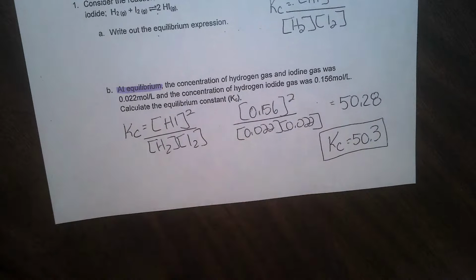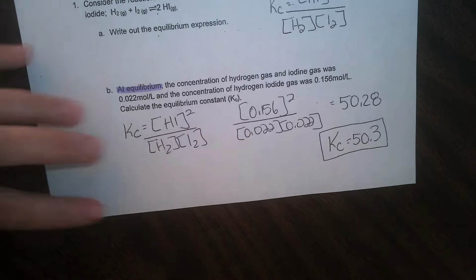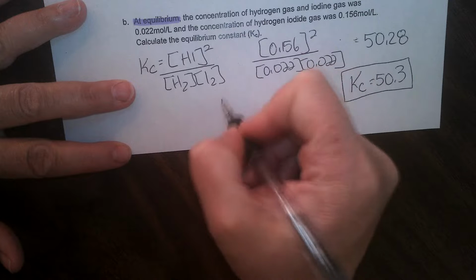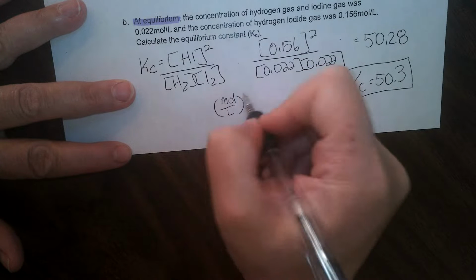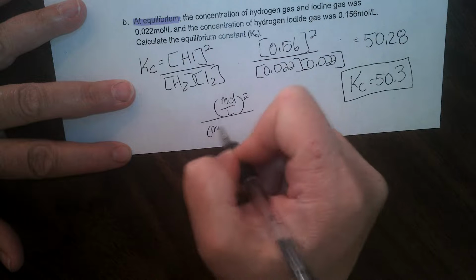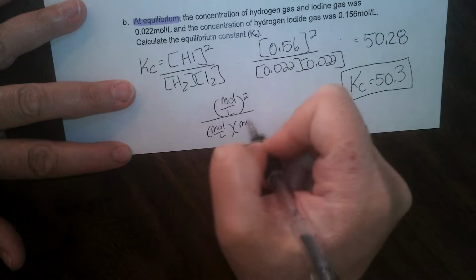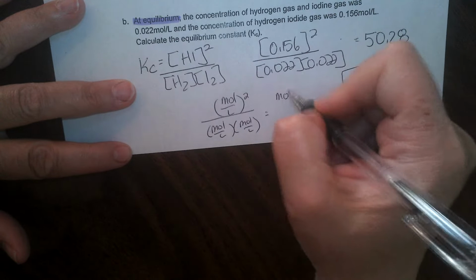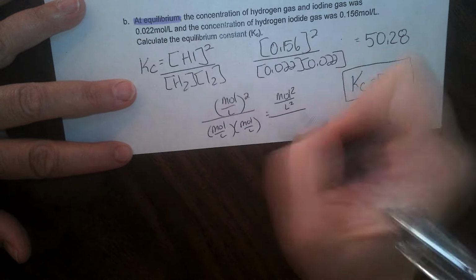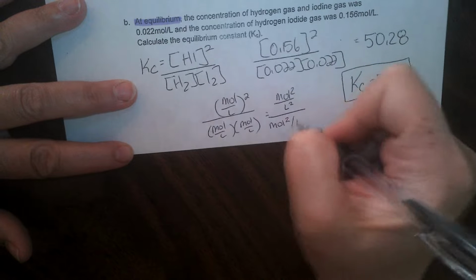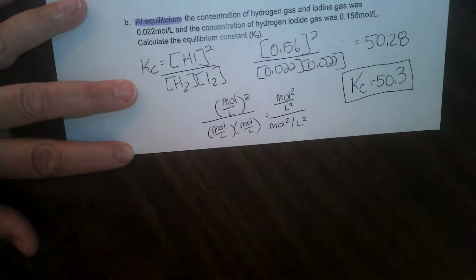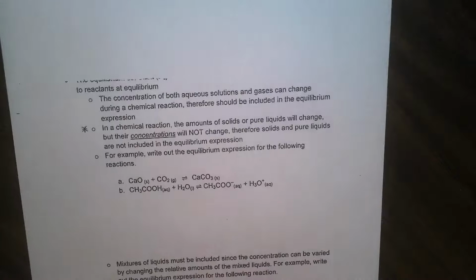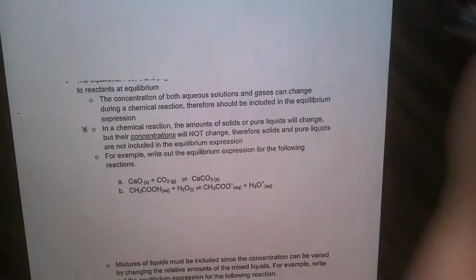Okay, there's no units on the equilibrium constant because, if we did a unit analysis, moles per liter squared divided by moles per liter times moles per liter gives us what? We're going to have moles squared per liter squared divided by moles squared per liter squared. So there is no units.